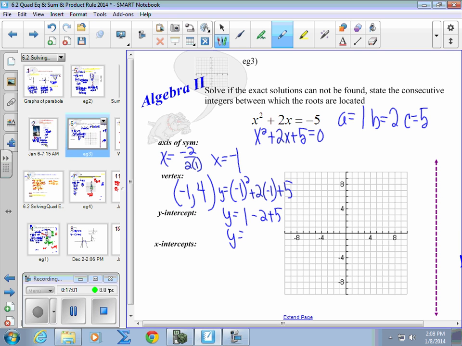The y-intercept is 0 and 5. Whereas the factors, there are no factors. There are no two numbers that multiply together to give you 5 and add together to give you 2. So they're not factors.